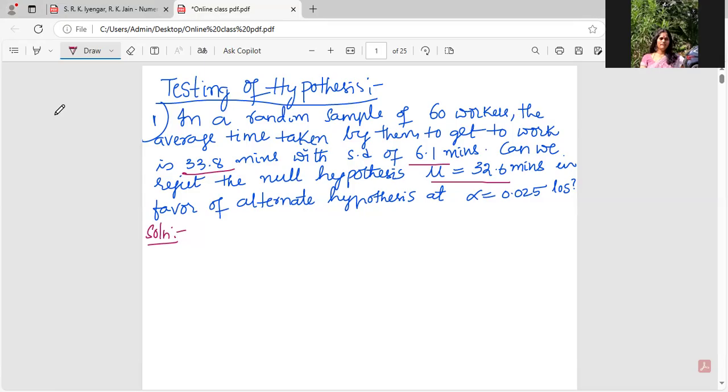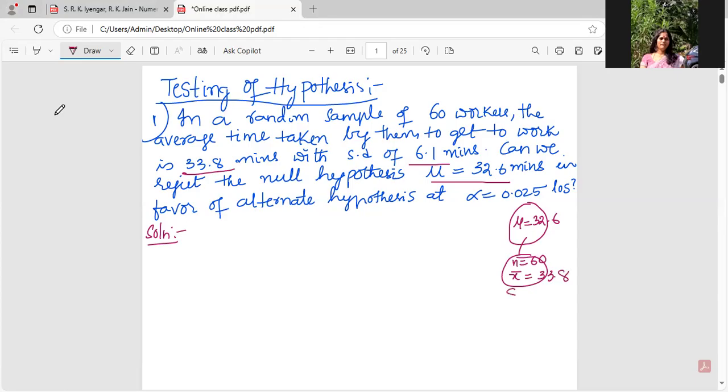See, how do I do it? First of all, whenever you are doing a problem on testing of hypothesis, jot down the data that has been given to you. About the population, it's given in the question that mu, the mean of the population, is 32.6 minutes. From this population, a sample is being drawn. The size of the sample, how many workers are considered, is n equal to 60. X bar, the mean of the sample, is 33.8.